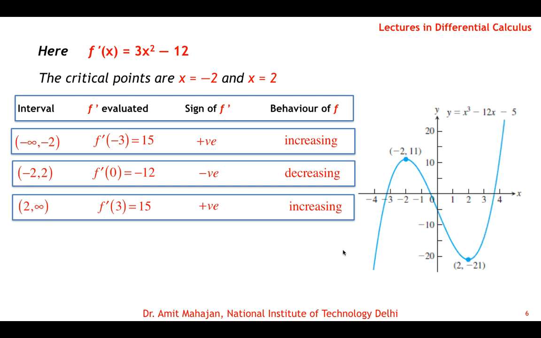So the graph also tells us the same situation, that up to minus 2 it is increasing, then it decreases up to domain value 2, and then it starts increasing as x rises from 2 to infinity. So this was one example.